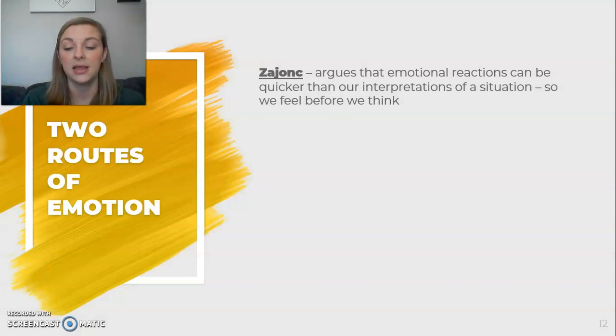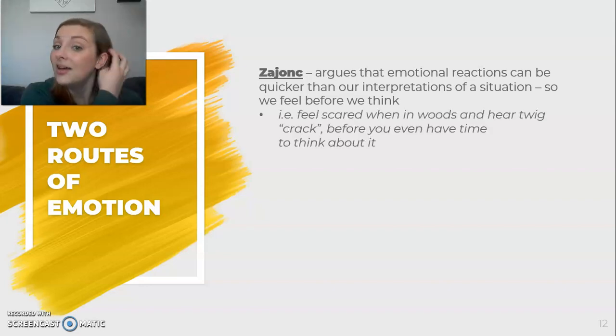Zajonc says that some emotions happen before we can think about them. Basically, we feel before we think. You are walking in the forest and you feel scared because you hear a twig crack before you even have time to think about that twig cracking and whether or not you're scared. Your body is already feeling afraid before you can think about that twig cracking.